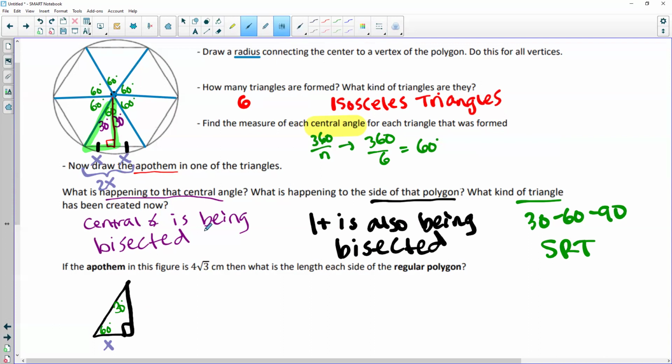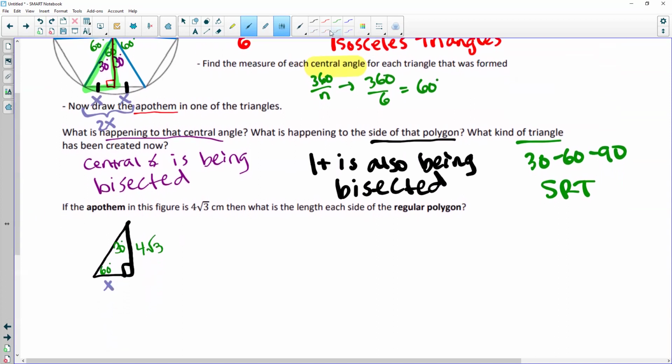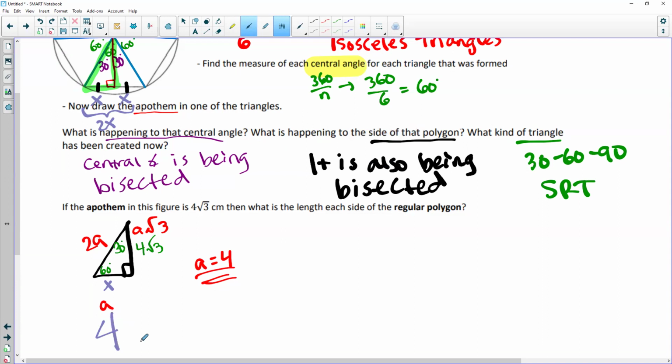And we know currently right now that the problem says if the apothem in this figure is 4 root 3. This red line right here is your apothem. So we're understanding this to be 4 root 3. So if we're going to find the length of one side of the polygon, then we're going to work with finding the value of x, which is a 30, 60, 90. The hypotenuse is 2a. Across the 30 is a, and across the 60 is a square root of 3. Well, if our 4 square root of 3 is the a square root of 3 side, then it's going to be pretty clear to see here that a is just 4. If a is 4, then that tells us that the length of the bottom side of the triangle is 4.